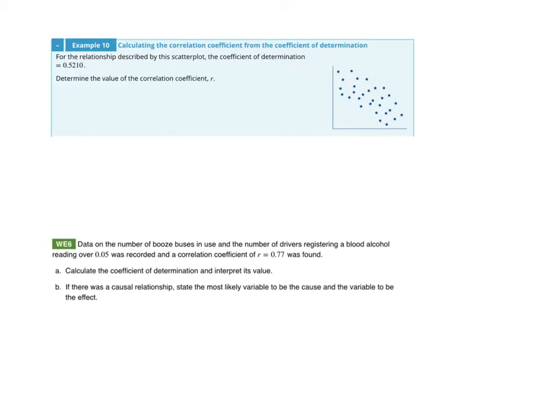Okay, so, calculating the correlation coefficient from the coefficient of determination. What they've given us is R squared, and they want us to go back to R. Okay? If you square something, what's the opposite to squaring something? Yeah, good. So we're going to use the square root.